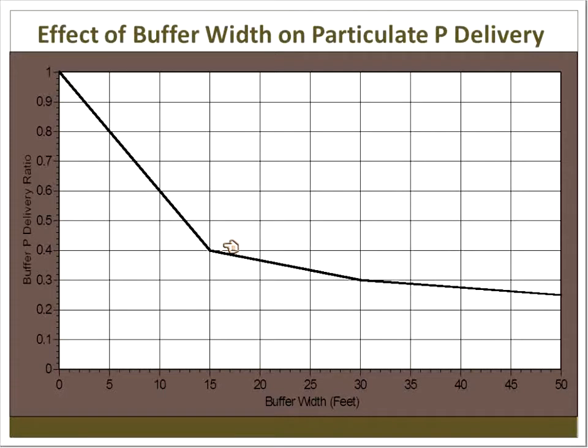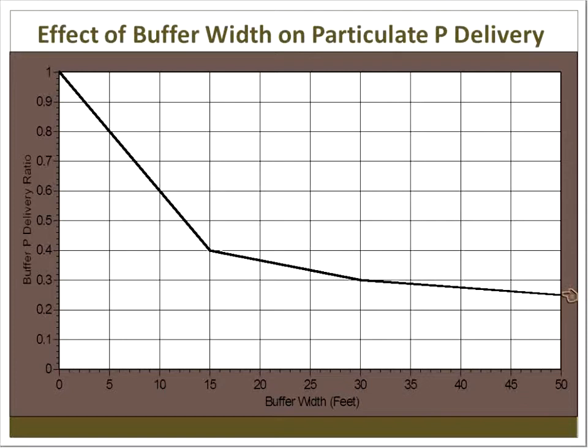Now, when we talk about buffer widths, we don't really care what the vegetation type is, but we are assuming that you get sheet flow across the buffer, that you aren't having problems with concentrated flow delivery. So we don't care what kind of buffer you have. At 50 feet, you get about 25% delivery of the phosphorus, and you have close to 75% retention of that sediment-bound phosphorus within the buffer. Clearly, your biggest bang for the buck is your first 15 feet of buffer.